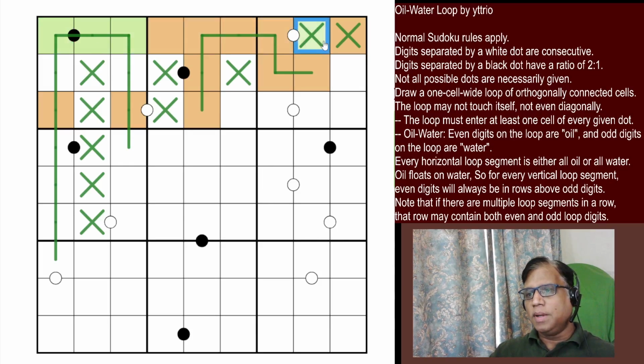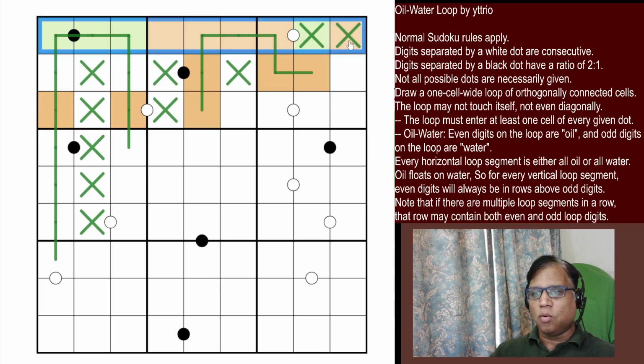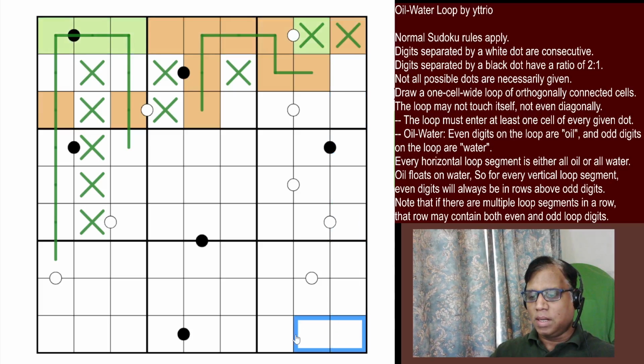So remember, there are four even digits, right? 2, 4, 6, 8. That means in any house, by house I mean any row, any column, or any 3 by 3 box, you will have only four of green, and 5 of orange.